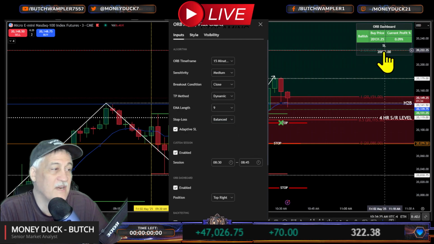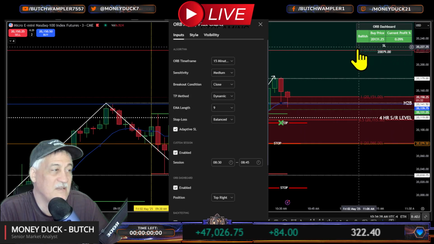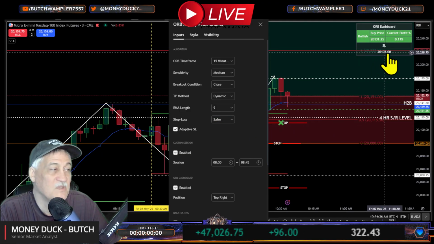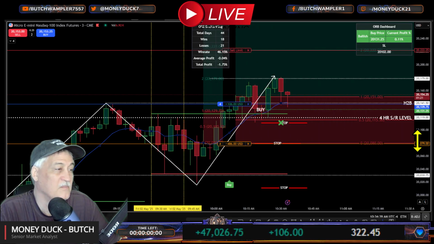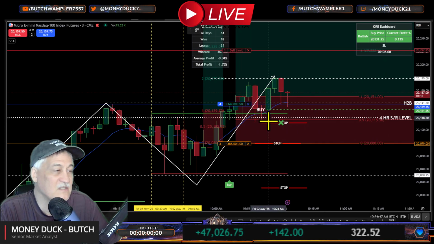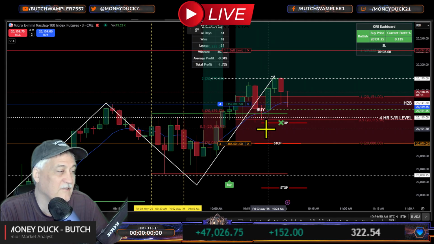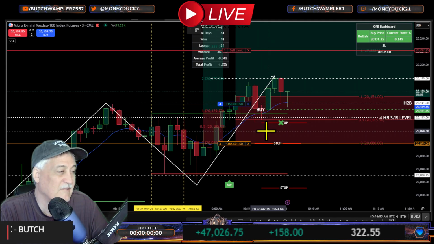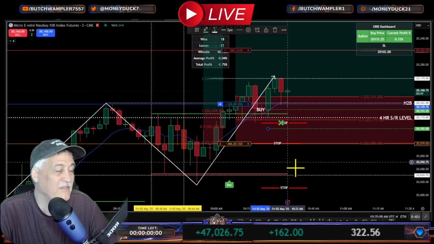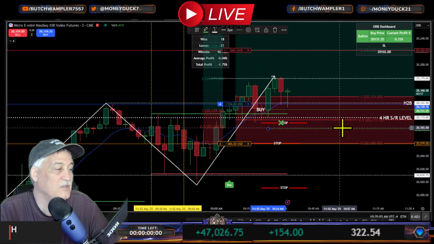See how our stop is right here? Let's change that and see what it does to this stop right here. If I change this to safer, see how it changes the stop? 20,102. 20,102 would be up in here. I guess I could go type in the price right around there. All right, so that's 20,102.